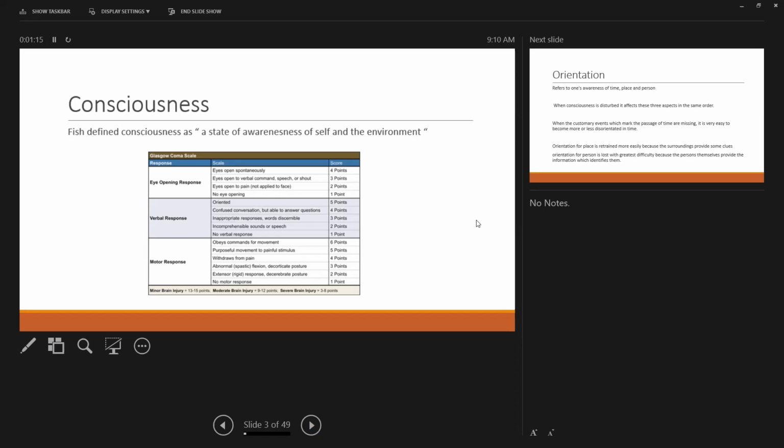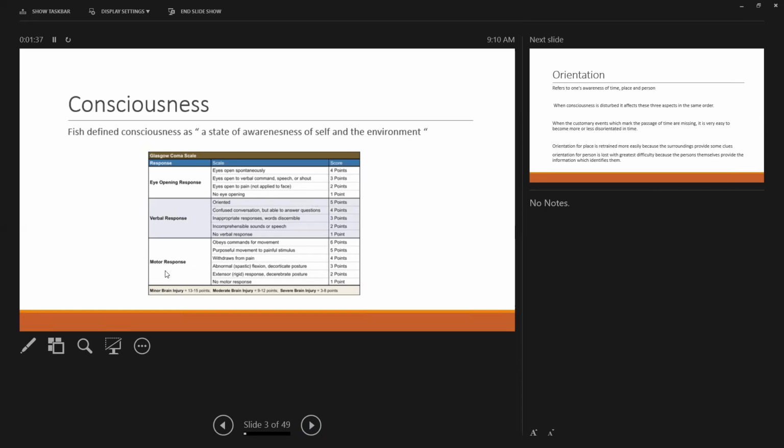To check consciousness, we'll use the Glasgow Coma Scale, which has three components: eye-opening response, verbal response, and motor response. For eye-opening response, we will see if the patient opens eyes spontaneously. That is given 4 points. Eyes open to verbal command, speech, or shout, 3 points. Eyes open to pain, 2 points, and not opening eyes is 1 point.